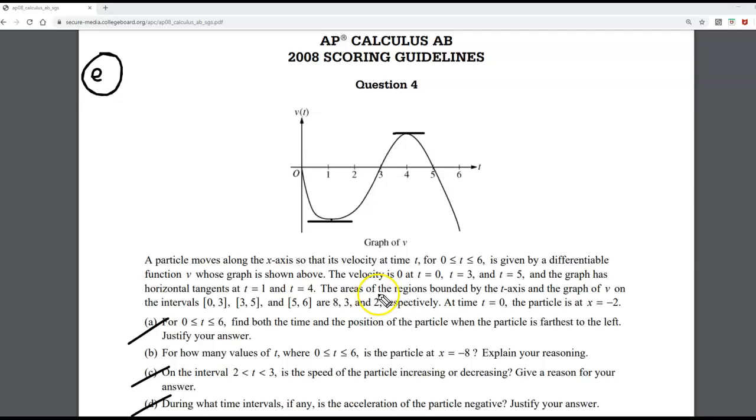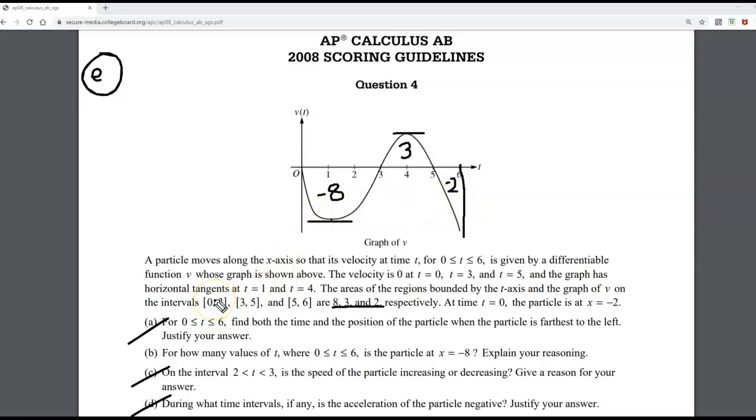Now the next part is the area of the regions bounded by the t-axis in the graph of v from 0 to 3, 3 to 5, 5 to 6, or 8, 3, and 2. So from here to here is 8. We're going to call it negative 8 though because it's below the curve. This one is 3. And then from 5 to 6 it's 2, but it's negative because it's underneath the curve. Okay, so they didn't tell us what the signs are. They told us the areas, and we have to know that they're negative areas because they're below the curve. So there's our setup.